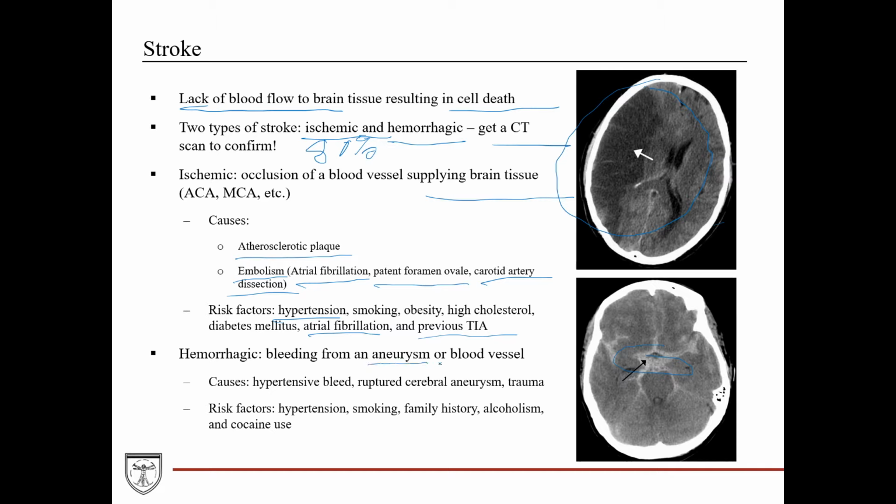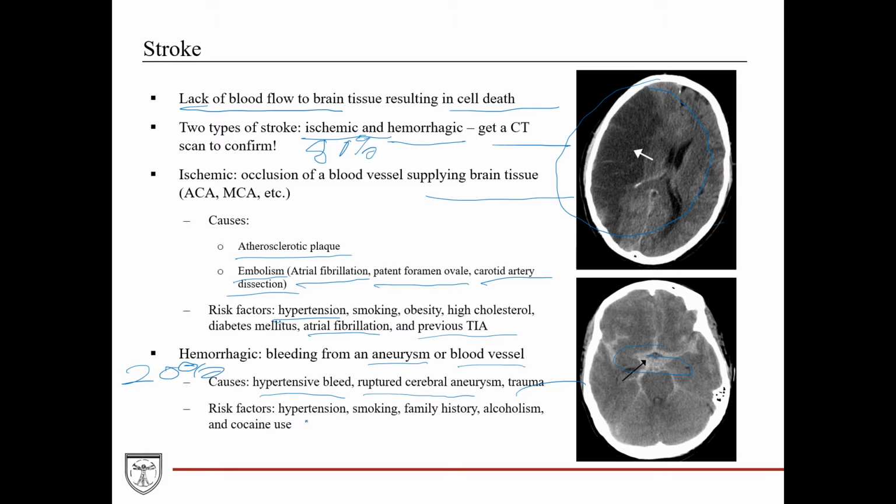This is bleeding from an aneurysm or a blood vessel. And hemorrhagic, we said ischemic was 80%. This represents about 20%. And then causes would be a hypertensive bleed. So someone has a long history of hypertension. This is also why it's dangerous if people don't take their hypertension medications. Ruptured cerebral aneurysm, and then trauma.